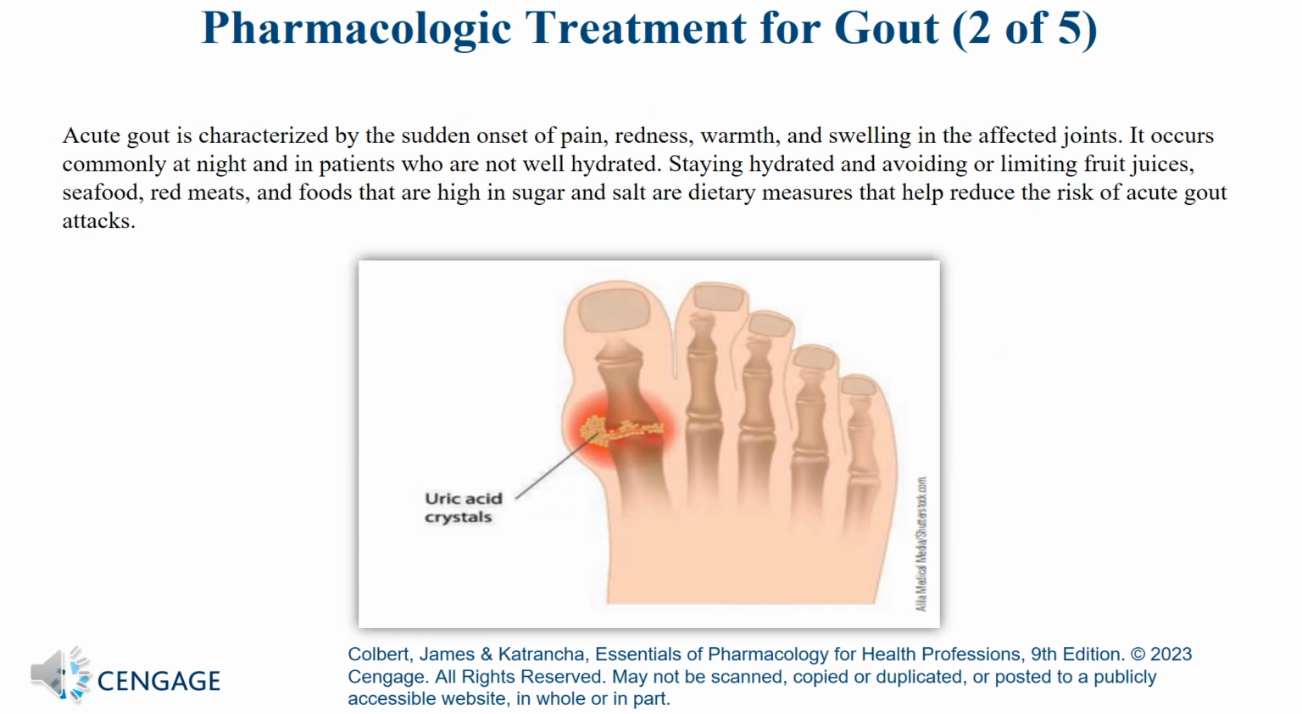Acute gout is characterized by the sudden onset of pain, redness, warmth, warm to touch, and swelling in the affected joints. It occurs commonly at night and in patients who are not well hydrated. Staying hydrated and avoiding or limiting fruit juices, seafood, red meats, and foods that are high in sugar and salt are dietary measures that help to reduce the risk of acute gout attacks. If you look at the big toe, you see the little balls inside the redness. That is your uric acid crystals. That's exactly how it looks for a patient.